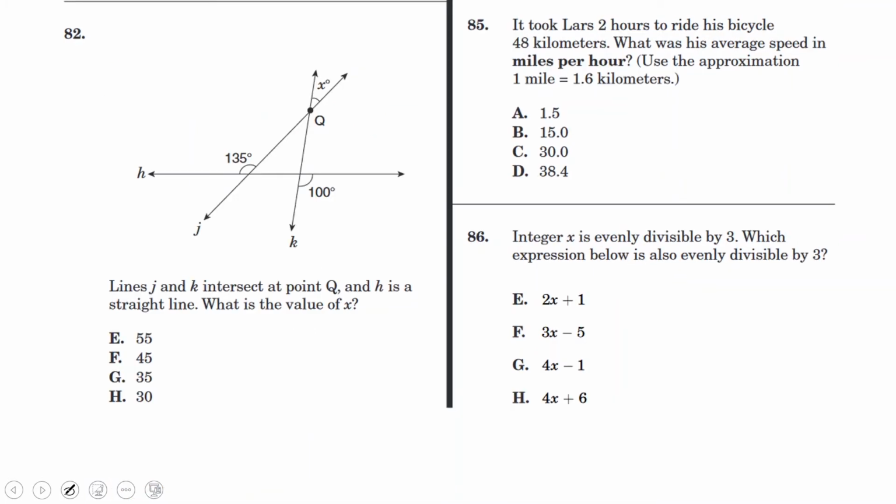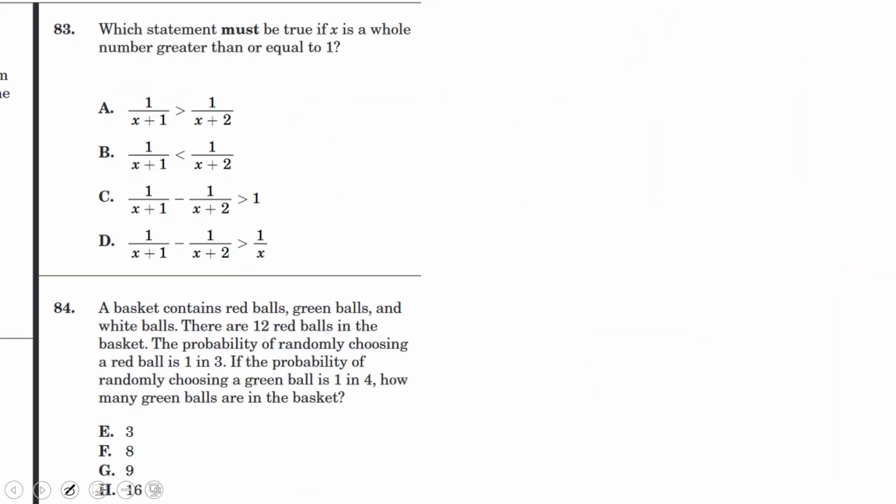Next. Lines J and K intersect at point Q. If H is a straight line, what is the value of X? So this right here is 45 degrees. This right here is 100 degrees. So we know that 180 is equal to 45 plus 100 plus X. I'm not putting degrees. So X is equal to 180 minus 145, which is 35 degrees, G.